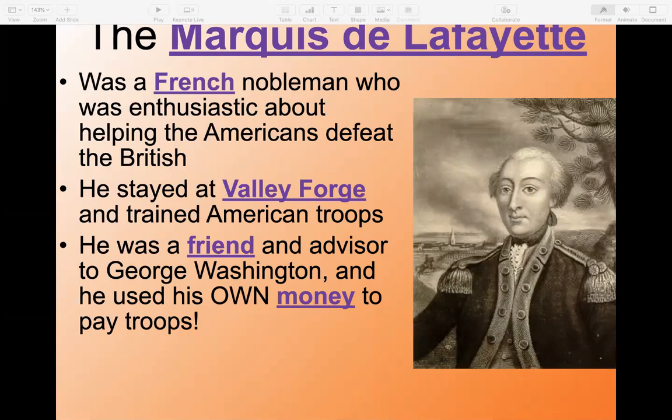Marquis de Lafayette was a French nobleman who was enthusiastic about helping the Americans defeat the British. He stayed at Valley Forge and trained American troops. He was a friend and advisor to George Washington, and he used his own money to pay for troops.